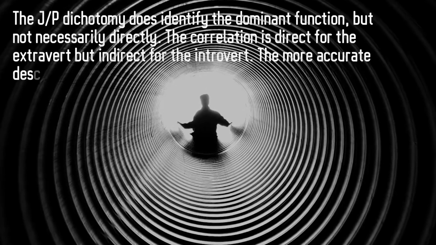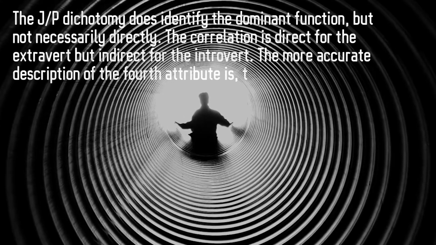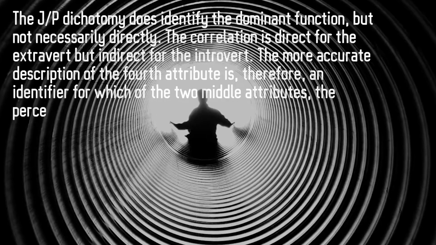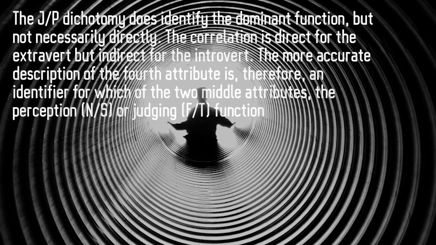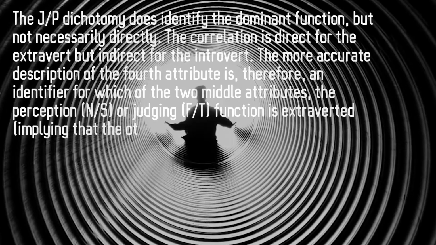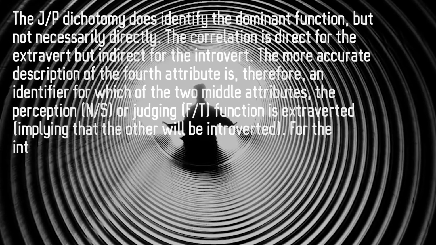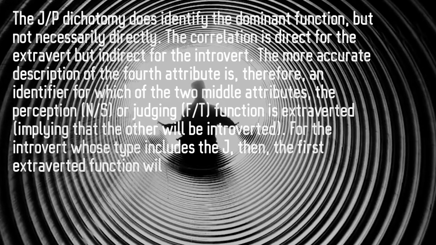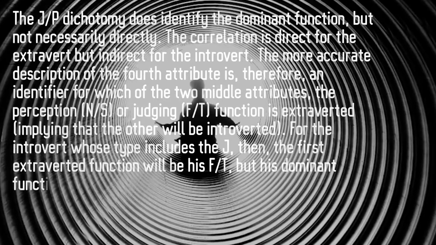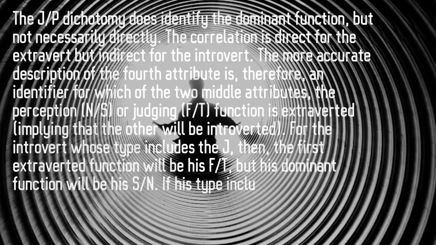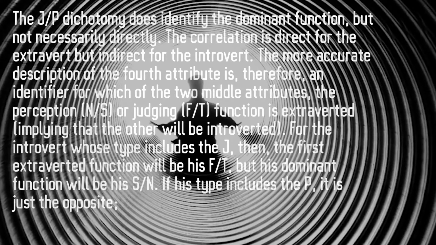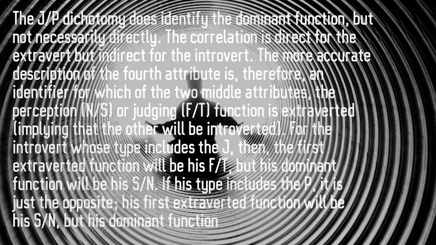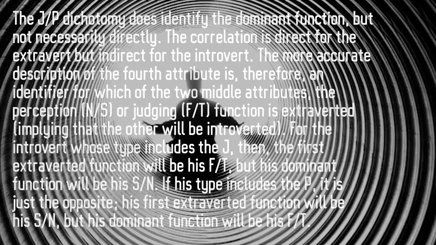The more accurate description of the 4th attribute is, therefore, an identifier for which of the 2 middle attributes, the perception, N/S, or judging, F/T, function is extroverted, implying that the other will be introverted. For the introvert whose type includes the J, the first extroverted function will be his F/T, but his dominant function will be his S/N. If his type includes the P, it is just the opposite. His first extroverted function will be his S/N, but his dominant function will be his F/T.